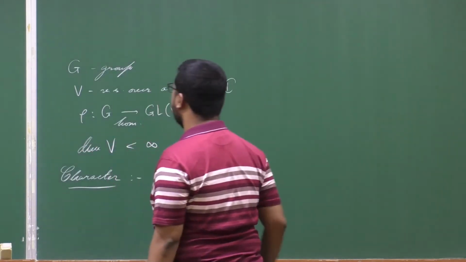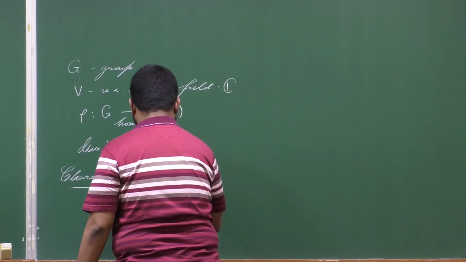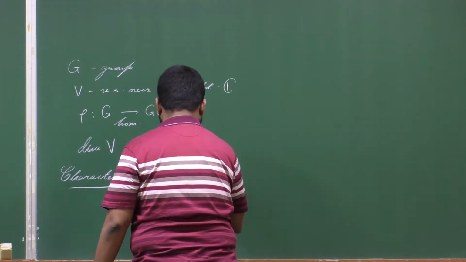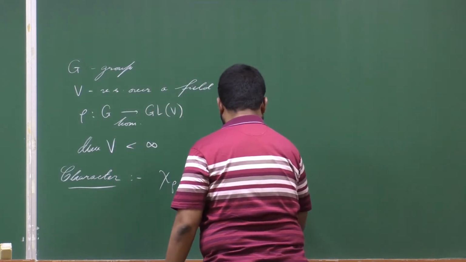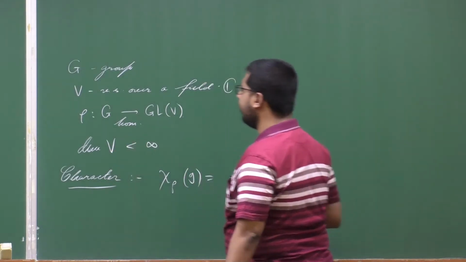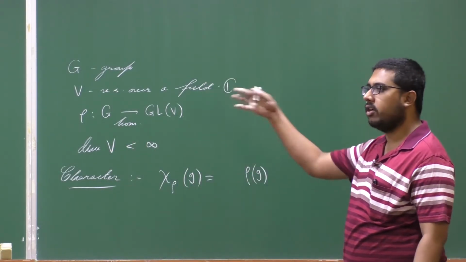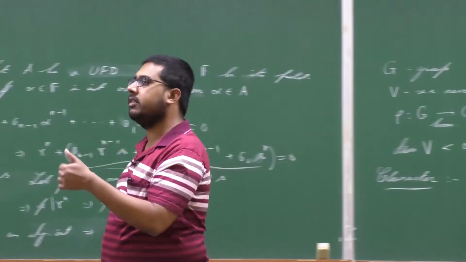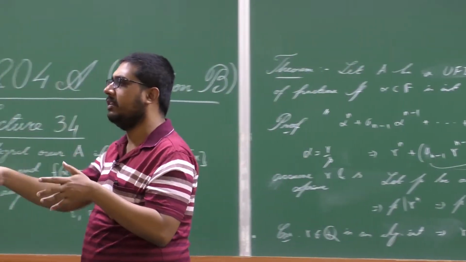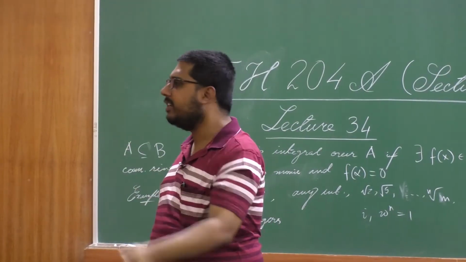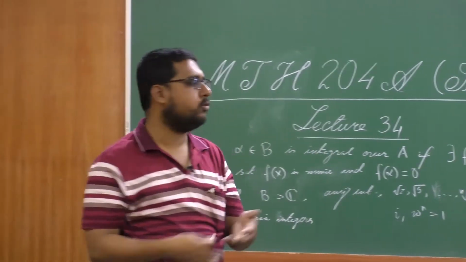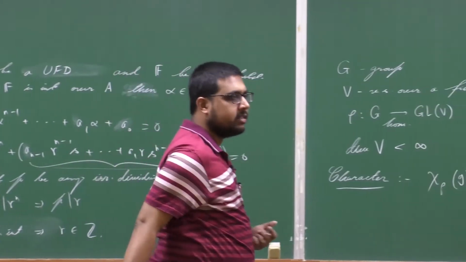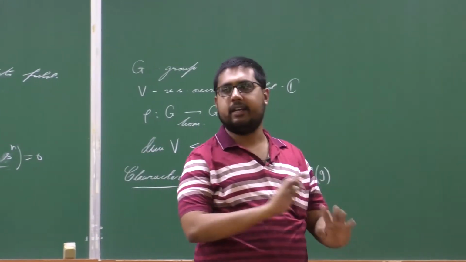So given this representation rho, the character of rho is defined as follows. For each g we have rho g, right? So assuming V is finite dimensional, we can talk about the trace of rho g. How? Because you just take any basis of V, and with respect to the basis you look at the matrix and consider its trace. And if you choose a different ordered basis, then the matrix representations will be conjugate to each other. So at the level of trace it does not matter.